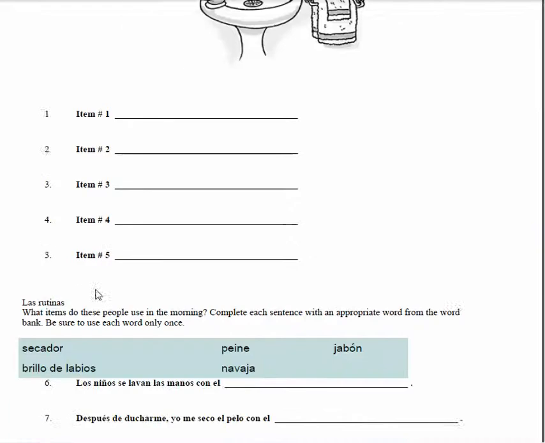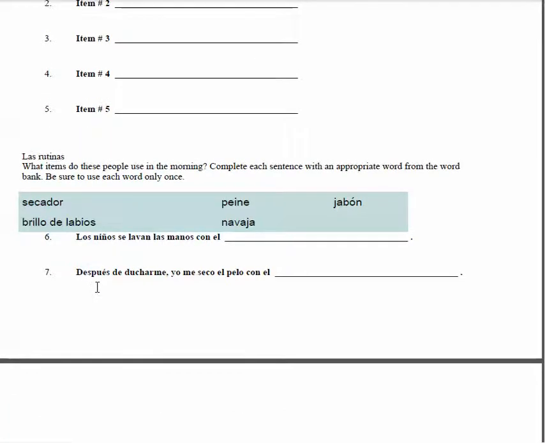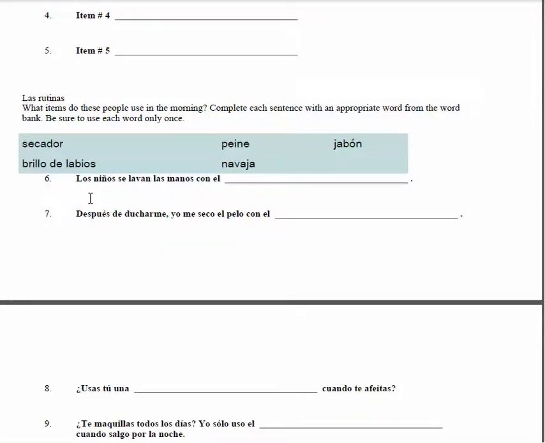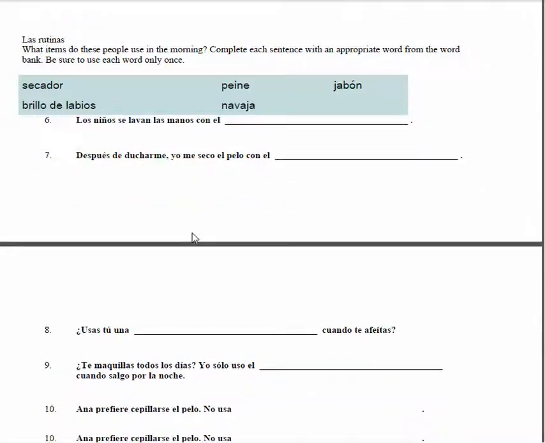Okay, the next part is vocabulary as well. It says las rutinas. What items do these people use in the morning? Complete each sentence with an appropriate word from the word bank. Be sure to use each word only once. So you'll read these sentences and you don't do anything to these words. You just plug in whichever word would best complete the sentence. Okay.